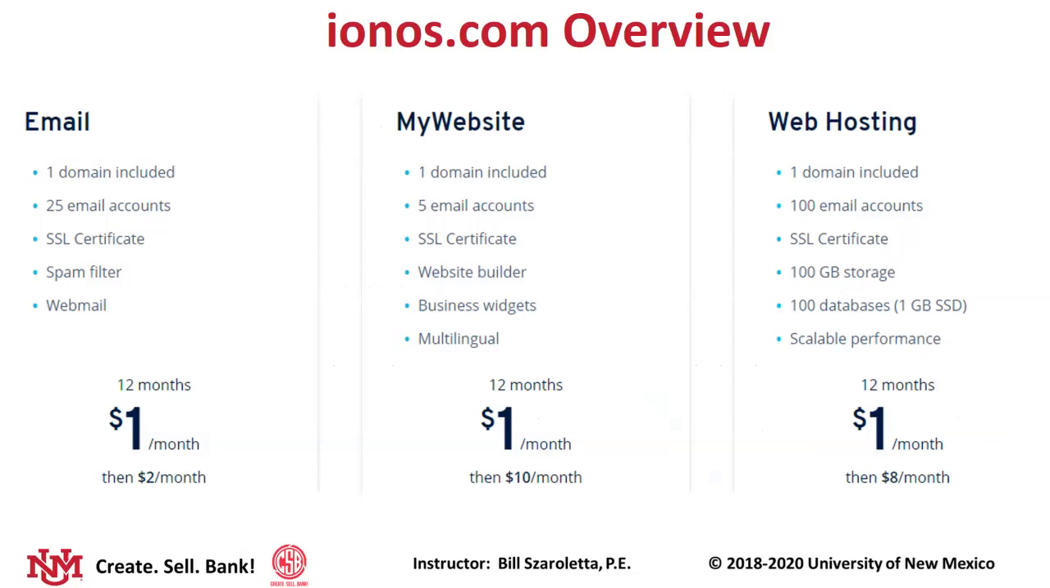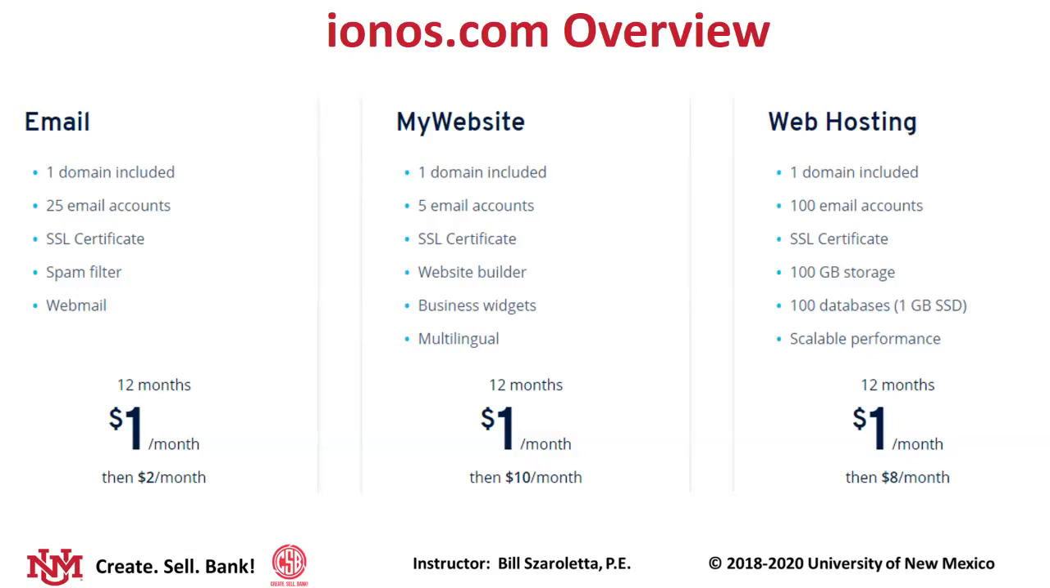You can get email, my website, web hosting. Now, watch out here. I did a screenshot right from 1&1, which is now ionos.com, and it's $1 per month. Then it kicks up to $2 per month. So the first year is $12, and you get a website, a domain, email, and all sorts of good things. But then it kicks up to $10 a month. So now, hopefully you've realized that the price is going to go up.